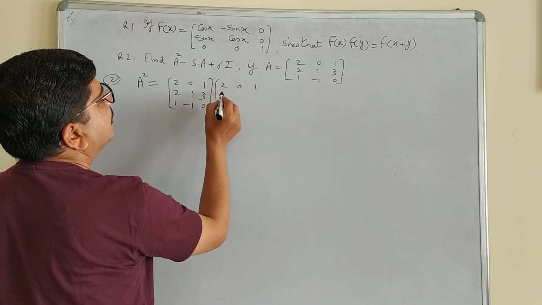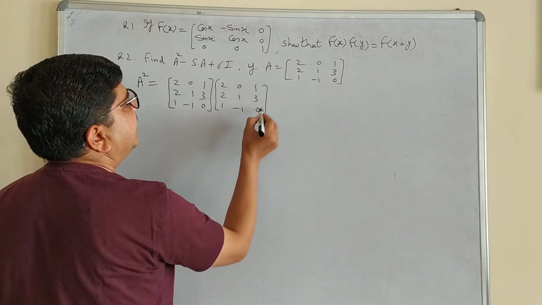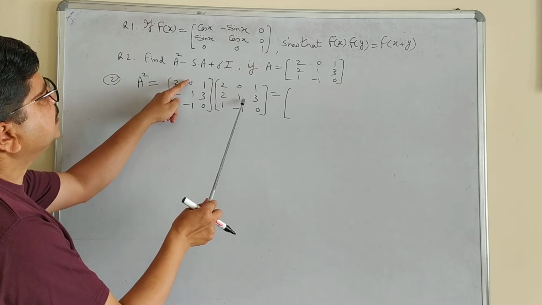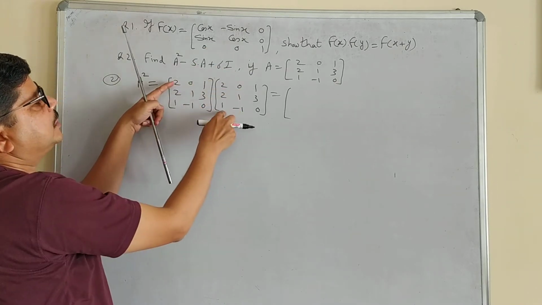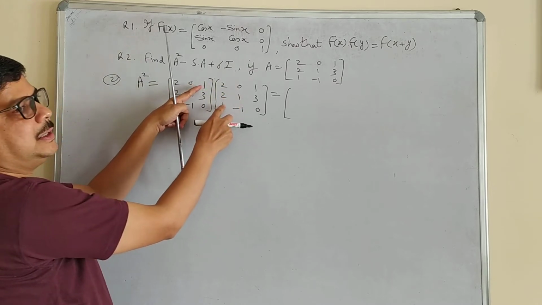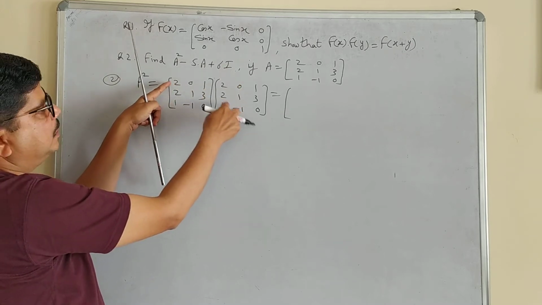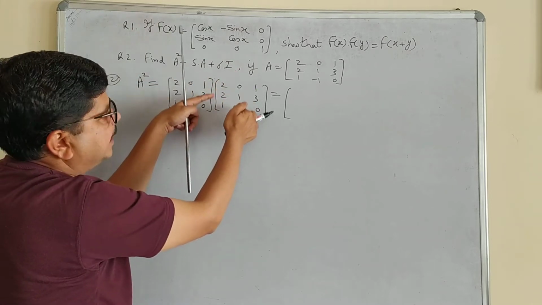After doing 2-3 problems, you will be able to write the addition directly. Then you need not write 2 to the 4 plus 0 minus 1. You can directly solve. This is first row, first column: 2 to the 4 plus 0 plus 1.